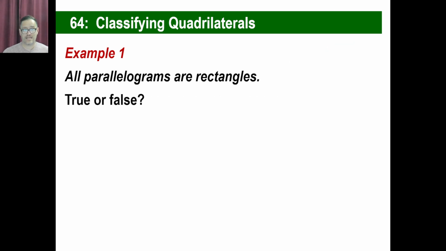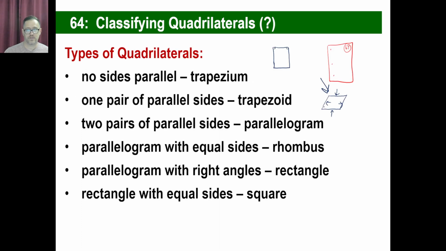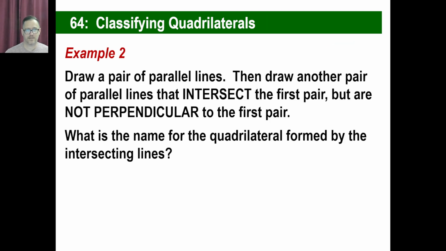Is this a true or false statement? All parallelograms are rectangles. And of course the answer is no, because there's a parallelogram right here that has two pairs of parallel sides, but it's not at right angles, so it's not classified as a rectangle, okay? And example 2, you can either do this yourself or you can look on page 342. There's an example. You draw a pair of parallel lines and draw another pair that intersect the first pair, but they're not perpendicular. So in other words, look on page 342. That's what it's going to look like. So what's the name for the quadrilateral formed by the intersecting lines? And of course, that's a parallelogram. That's what that's called.